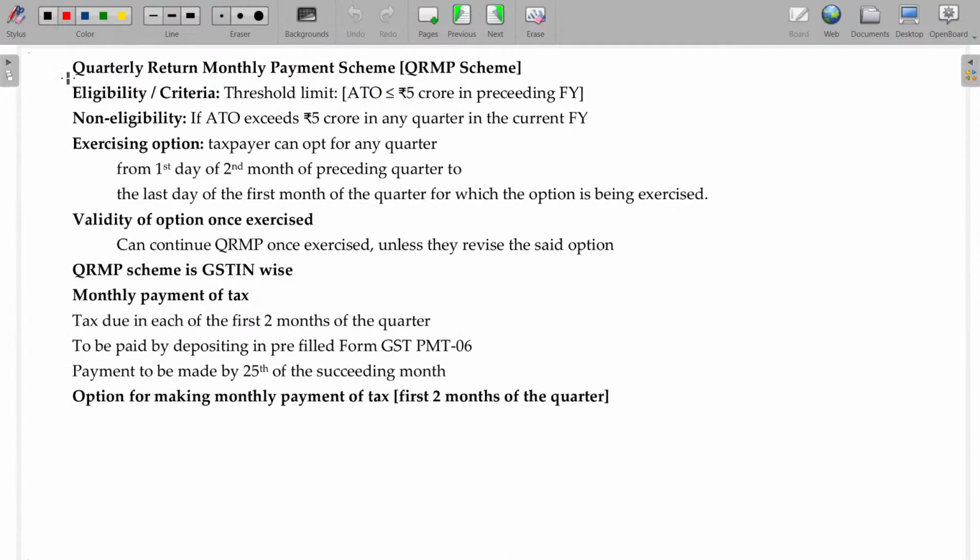And QRMP scheme, eligibility condition: where the aggregate turnover exceeds 5 crores, he loses the eligibility. Option, when to exercise, is already completed. Validity also we studied. Tax due in each of the first 2 months of the quarter is to be paid by depositing on the 25th of the succeeding month. One extra point: 25th of the succeeding month.